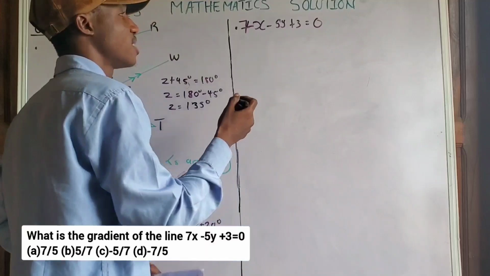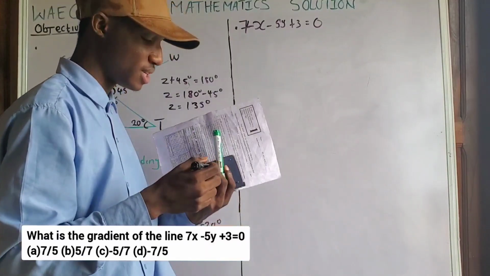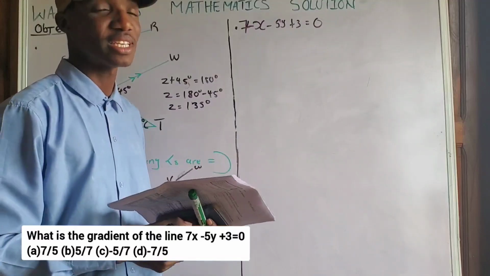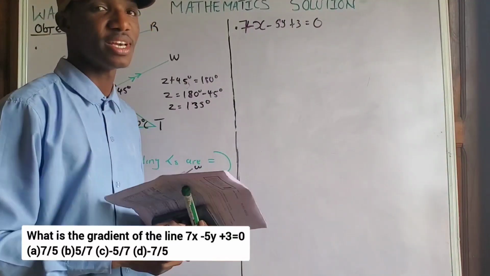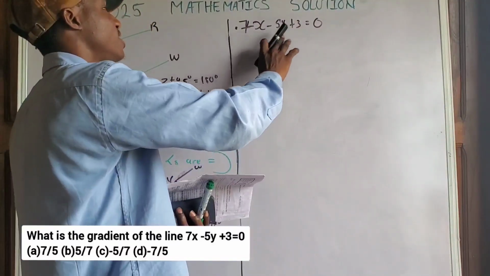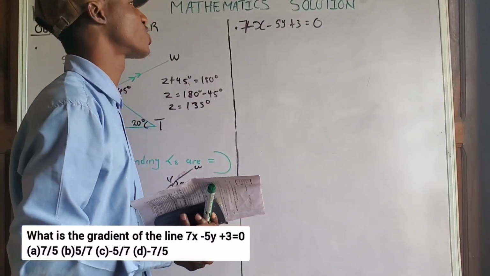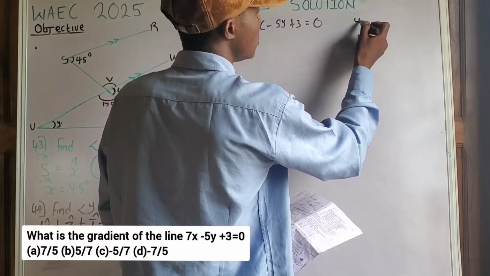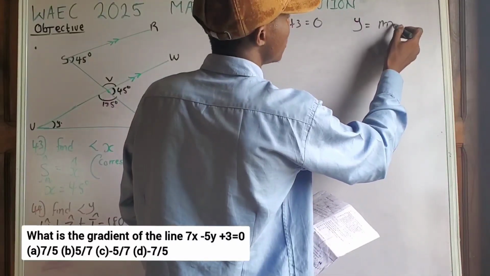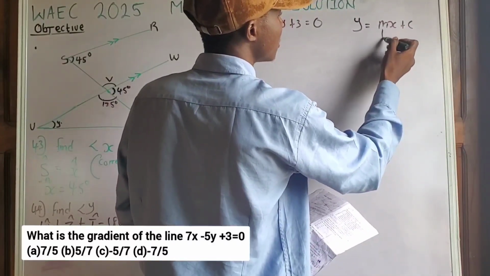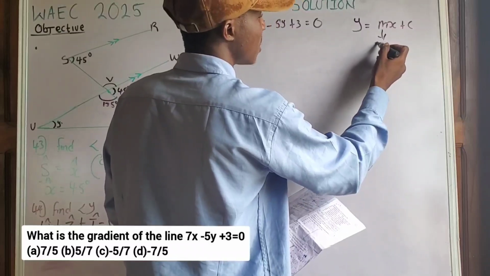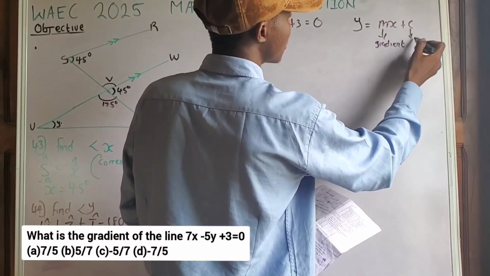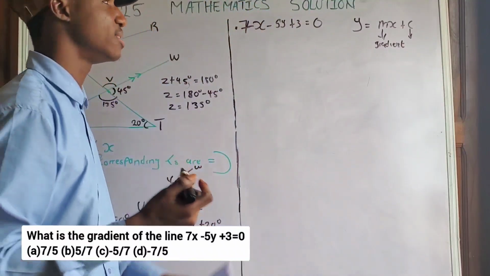What is the gradient? Okay, now before you can determine the gradient of this line, you will have to write this equation in slope intercept form. Listen to the explanation again. In slope intercept form, this is how the equation will look like: y equals mx plus c, where m is the gradient, and gradient is the same thing as slope. The coefficient of x is the gradient, and c is the intercept, even though we are not interested in the intercept.